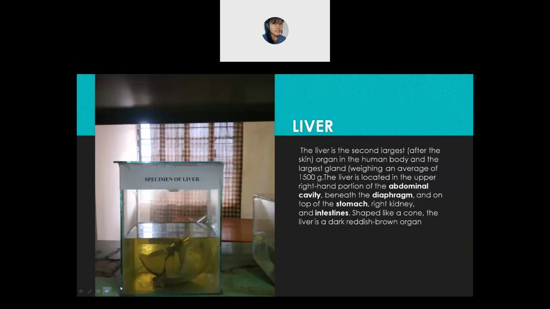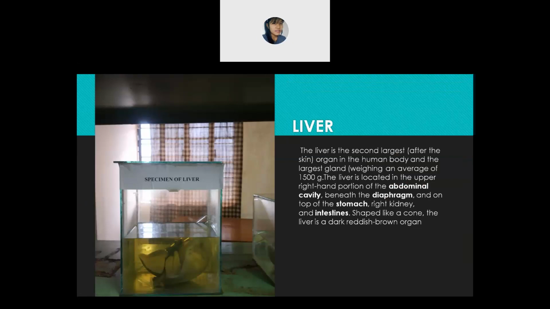Okay, let's move to the next, that is liver. This is the liver, okay? So liver is what? It is the second largest organ in the human body. What is the largest organ in the human body? Anybody knows? Skin, yeah. Skin is the largest organ, and this liver is the second largest after the skin.